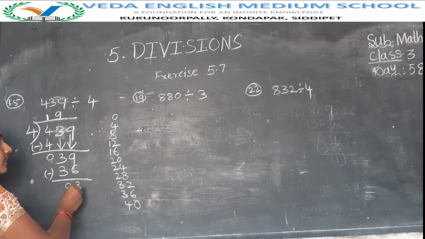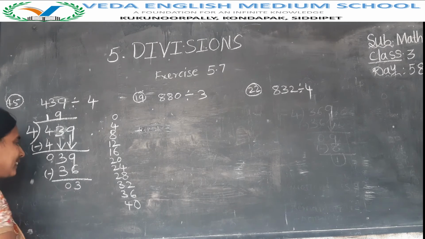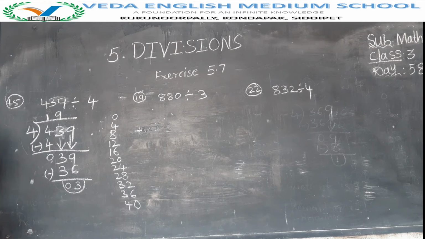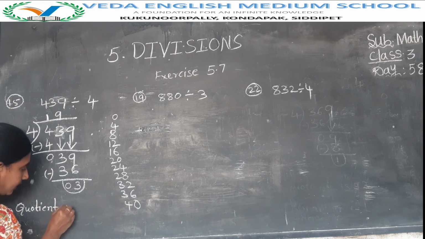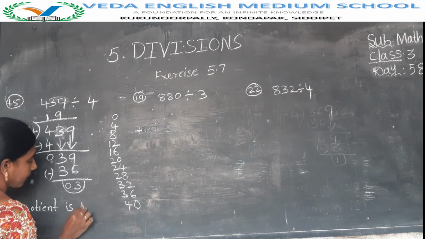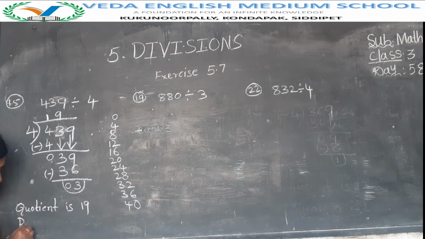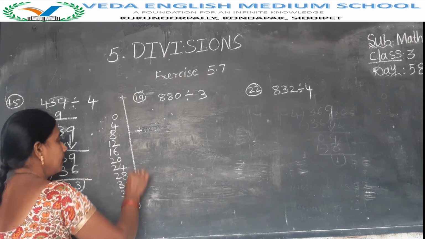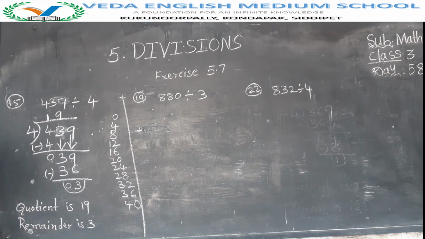So 3 is below 4. So that's why not possible. Okay, this is the remainder. Now quotient. Quotient is 19. Remainder is 3. Okay, Nana? This is the 15th problem.